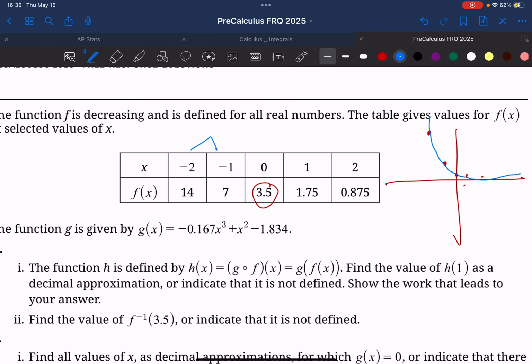Each of these, we're adding 1. And then each of these here, they're decreasing by half. So 14 divided by 2 is 7. 7 divided by 2 is 3.5, and so on and so forth. They are decreasing by half.